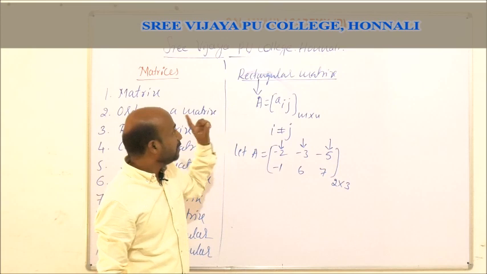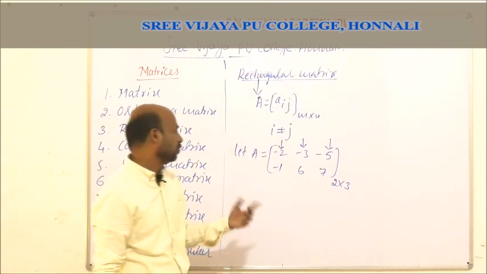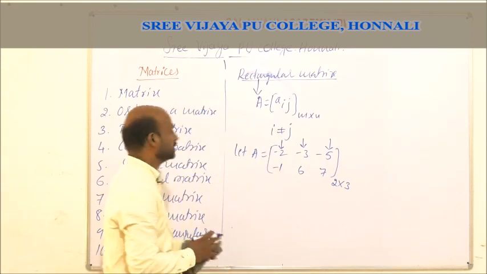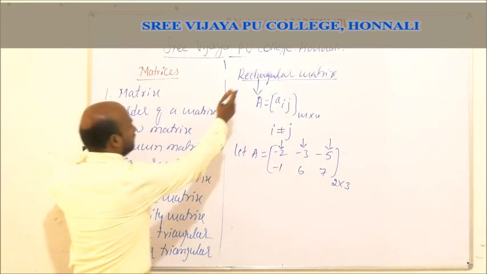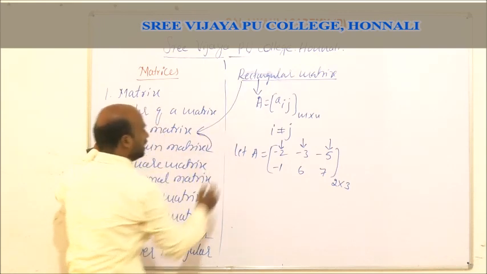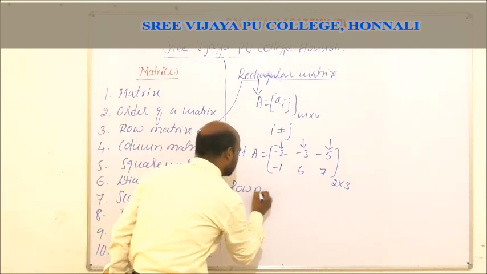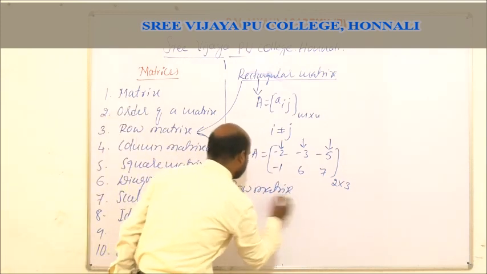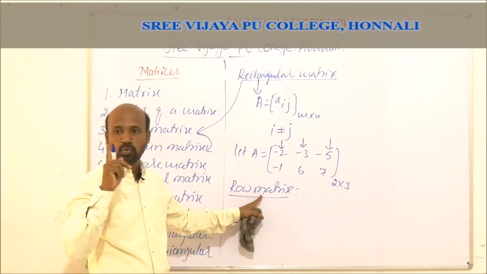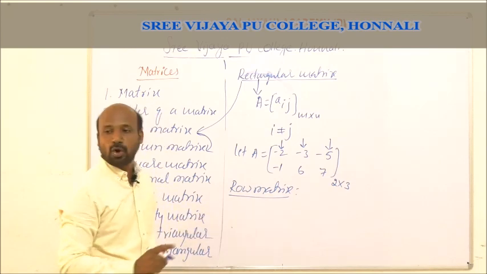So a matrix is said to be a rectangular matrix if the number of rows is not equal to the number of columns. In that there are 2 cases: again, the row matrix and the column matrix. Row matrix: if the matrix has only one row, then it is called a row matrix.